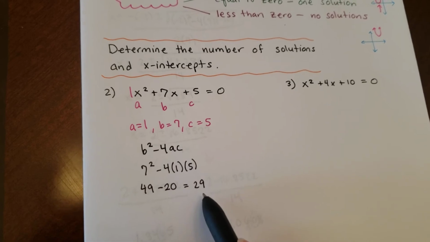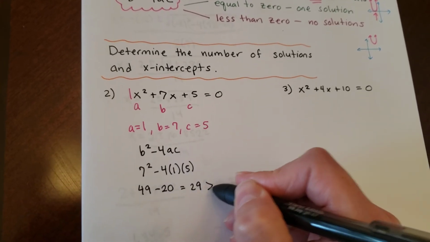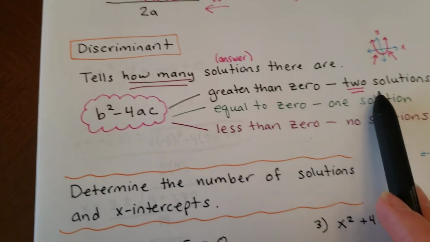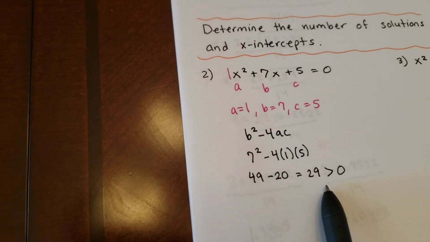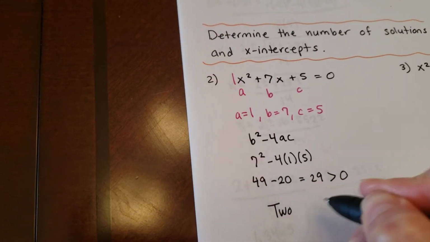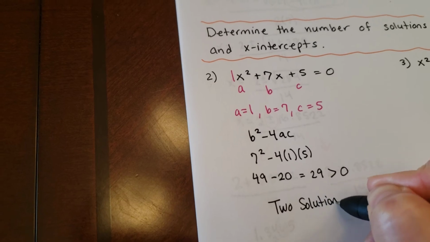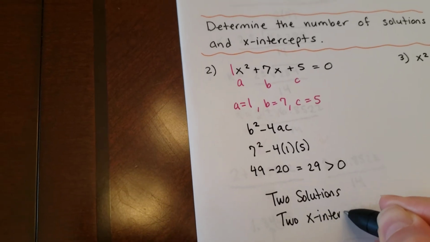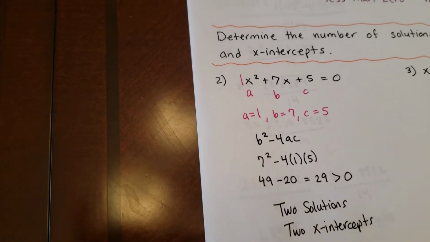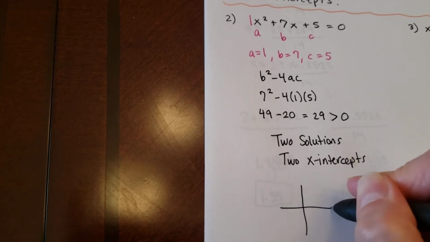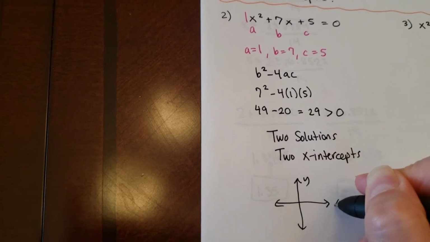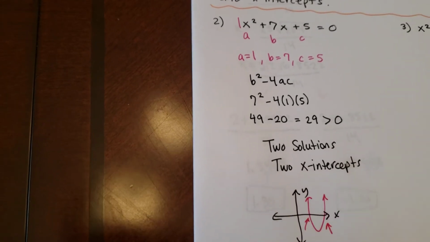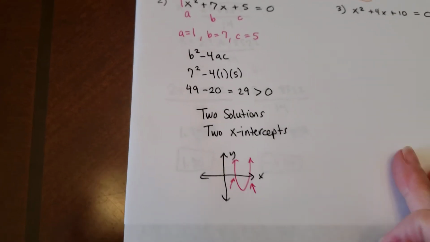So this is not how many solutions. This is a number that is greater than 0. So if you go back up to our chart for greater than 0, we're going to write that there's 2 solutions. So this 29 is telling us that there are 2 solutions, which means there are also 2 x-intercepts. So if you had to draw a picture of what this graph is doing, you would basically draw a y and an x, and you would want to make sure that your graph hits twice on the x-axis, so once and twice.